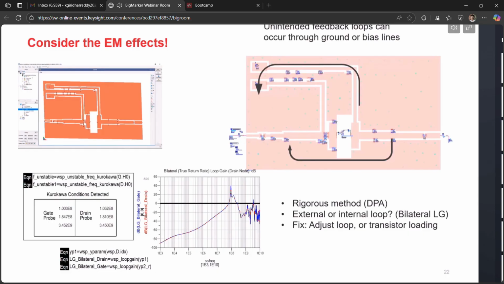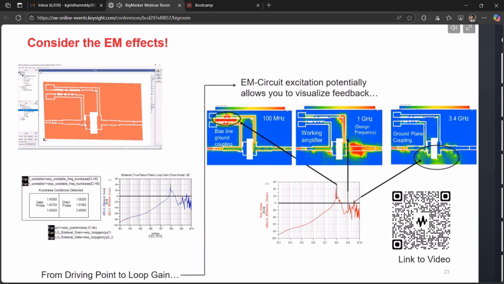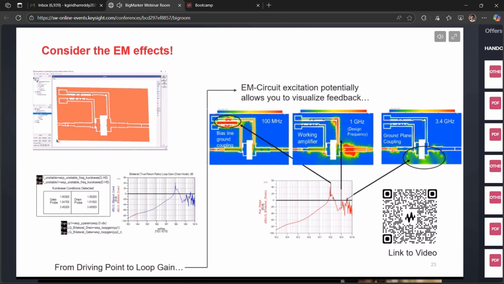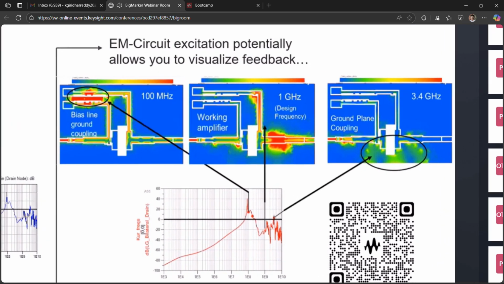And in this case, what we found is that there's actually an external loop. So we can look at the bilateral loop gain here from TN, and we see that actually, yeah, there are loop gain spikes at these different frequencies that are causing the instabilities. And so we have to then go figure out where those loops come from. And a technique that I had proposed, and there's a video link here, you can go watch the video, is essentially to use something called EM circuit excitation. So what we do is we take an EM simulation, and then we take a circuit simulation, and we stimulate the ports on the EM simulation with the results from the circuit simulation.